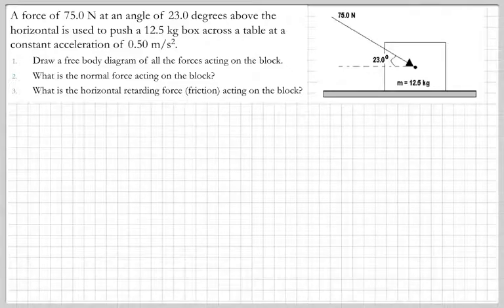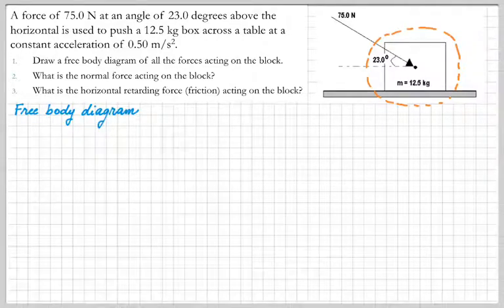So the first thing is to identify the object we're going to work with. So we put a circle around the block, which is what we need to investigate. And the first step, obviously, because we're doing mechanics, is to do the free body diagram.